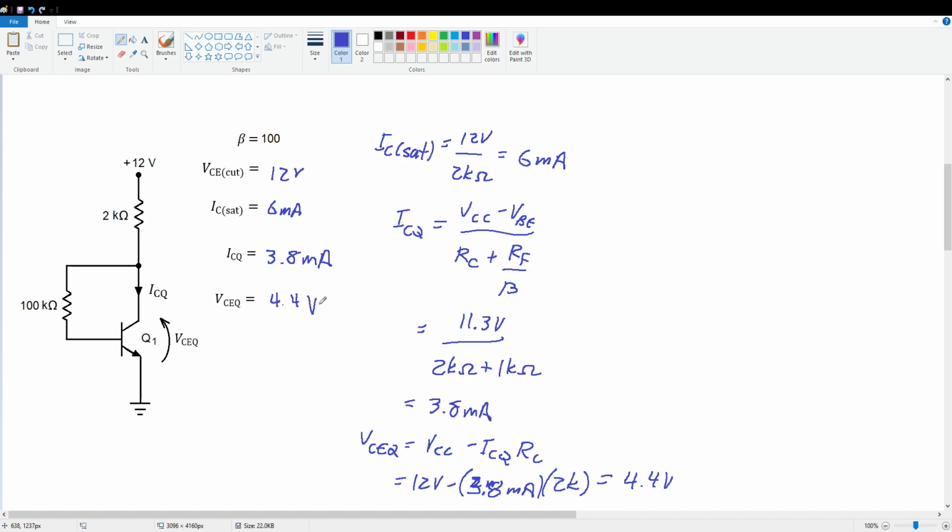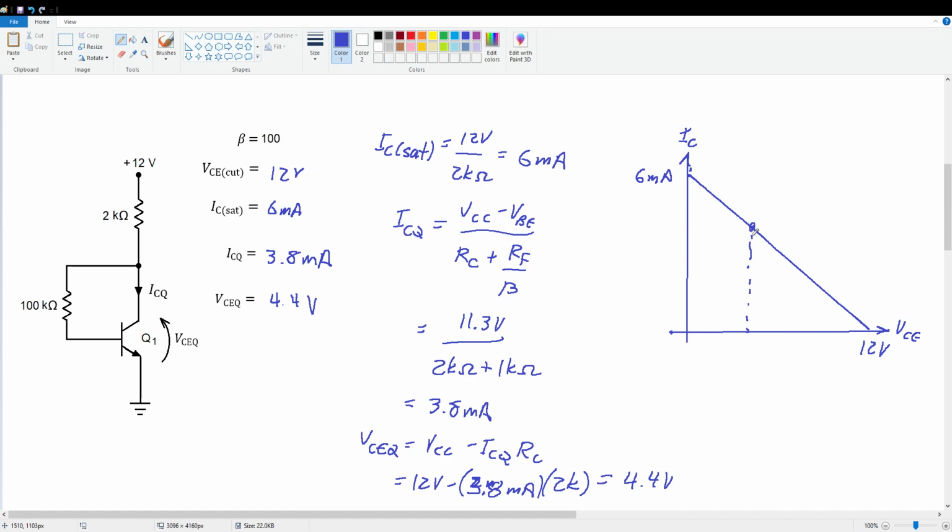All right, now I'm going to sketch a load line here real quick, and we'll plot this Q point. All right, so VCE, IC. Our saturation and cutoff are 12 volts and 6 milliamps. Q point, 4.4 volts is a little more than a third of the way over, so this looks close.